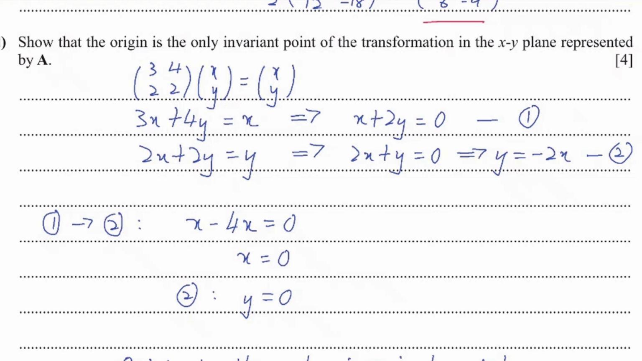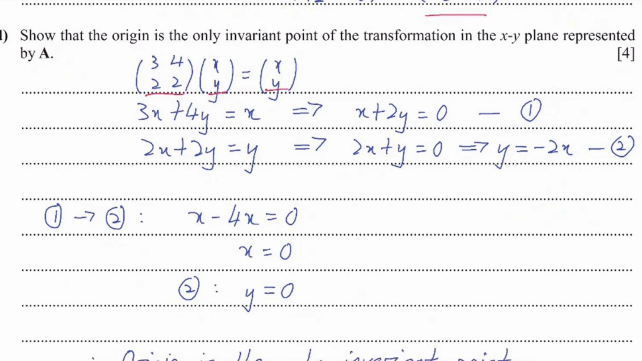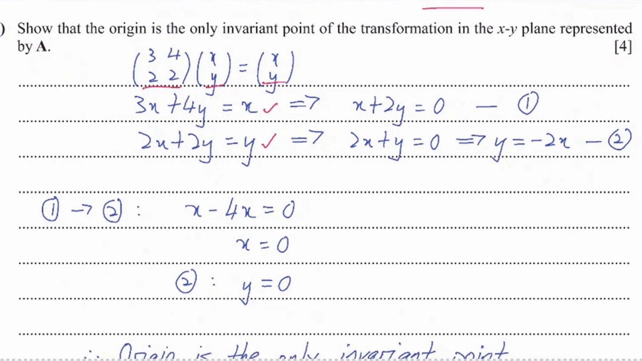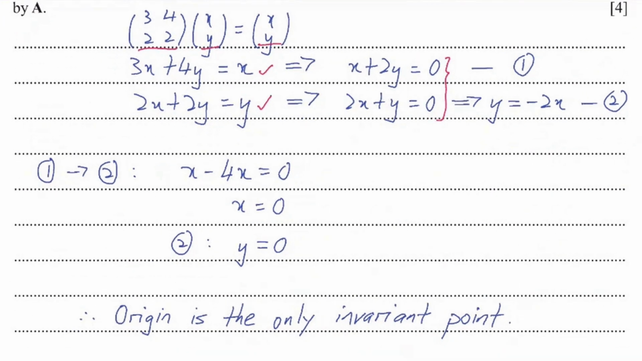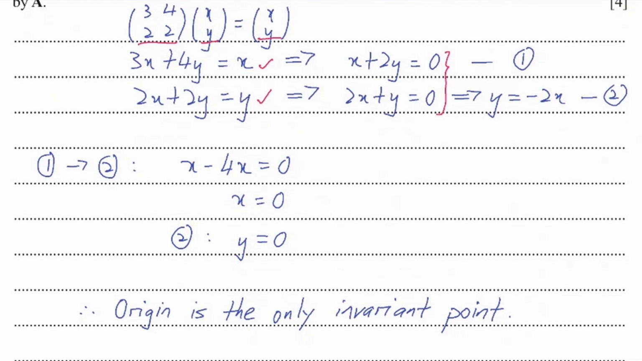The invariant point has a property where if we multiply the matrix by that point, the image is the same point. So by using the matrix multiplied by (x, y), it gives us (x, y). If we multiply, we get two equations, and then we need to solve them simultaneously. By looking at these simultaneous equations, we can already see that the values of x and y are 0.